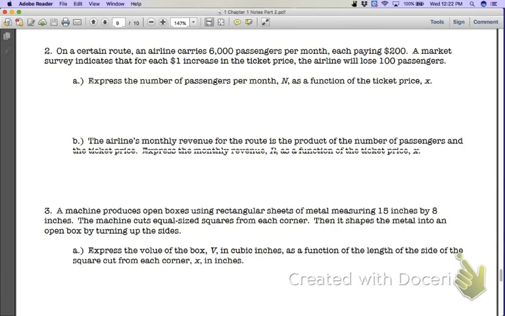X. So basically X is going to be the ticket price. Think about it this way, that the ticket price is your X value, of whatever you have. How would you write the ticket increase?